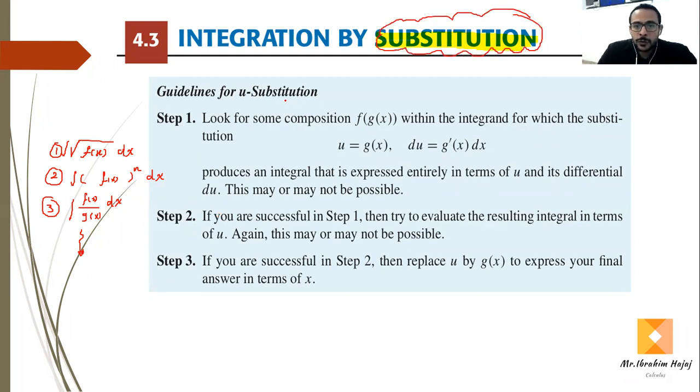So the guidelines for U substitution: we look for some composition. If we have a function g of x, like ln sine x, it's called a composition, like ln, and the inside is sine x. Also a composition, like the square root of x squared minus 1. It's a composition, f of g of x, within the integrand, for which we make the substitution. We let the inner function g of x equal u, and then differentiate both sides.